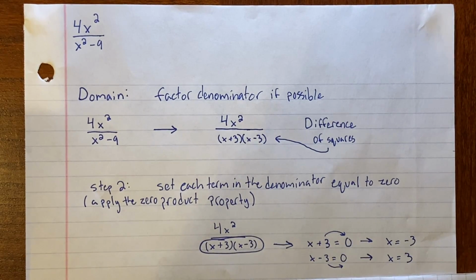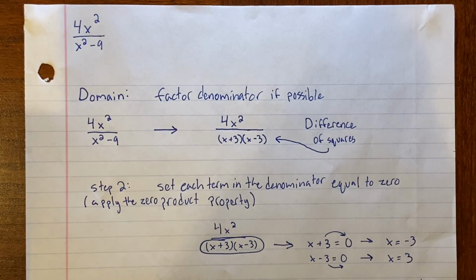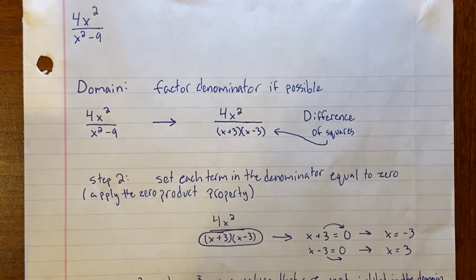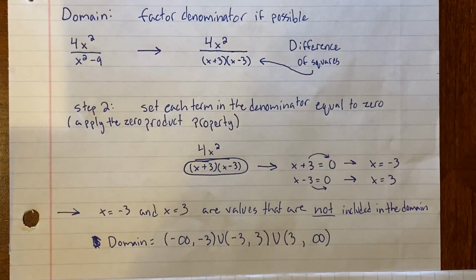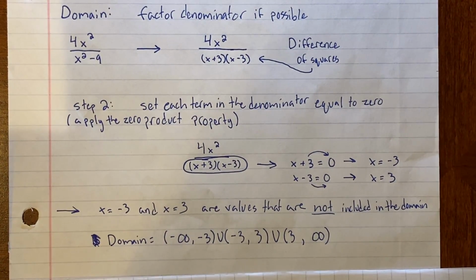So, as you can see, set x plus 3 equals 0, then x minus 3 equals 0, and you find x equals negative 3, x equals 3. Now, that's how you know where the equation can't exist. Now, the next thing you're going to want to do is write out the domain in the proper notation. So the proper notation for this would be negative infinity, comma, negative 3, union, negative 3, comma 3, union, 3, comma, infinity.